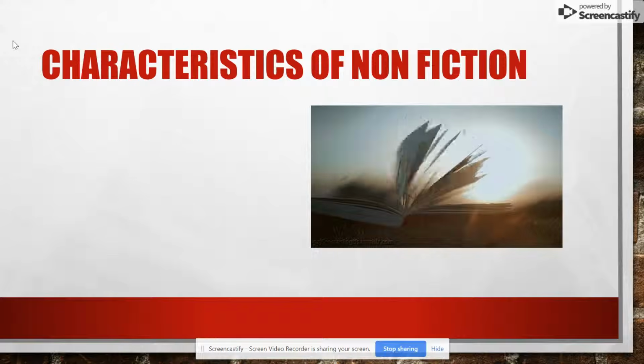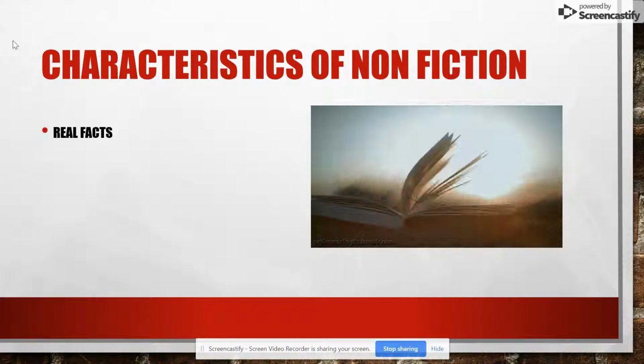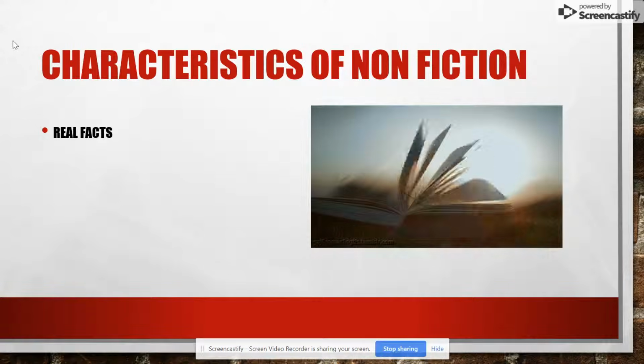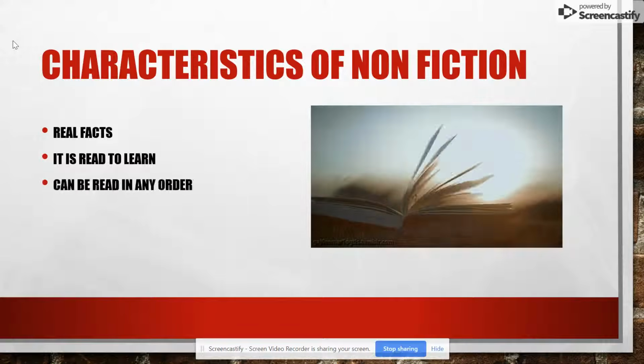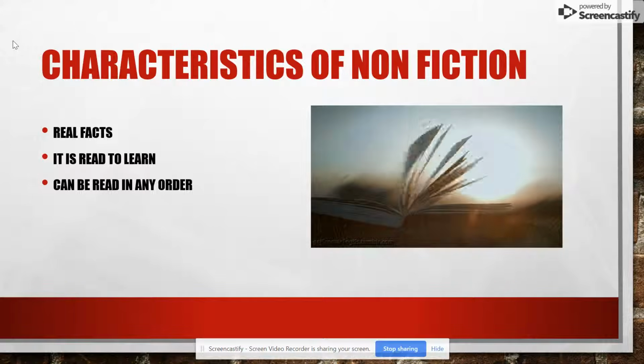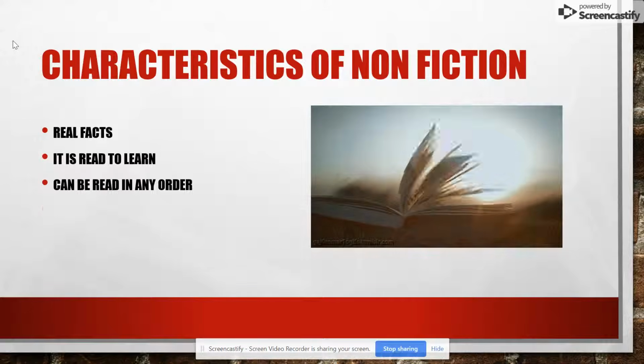There are several characteristics of nonfiction as well. First, it's a book based on real facts about real things. It is read to learn something. You read nonfiction because you want to learn about the topic you're reading about. It can be read in any order. It doesn't matter if you start in the middle or at the end because the information can be read in any order that you choose.